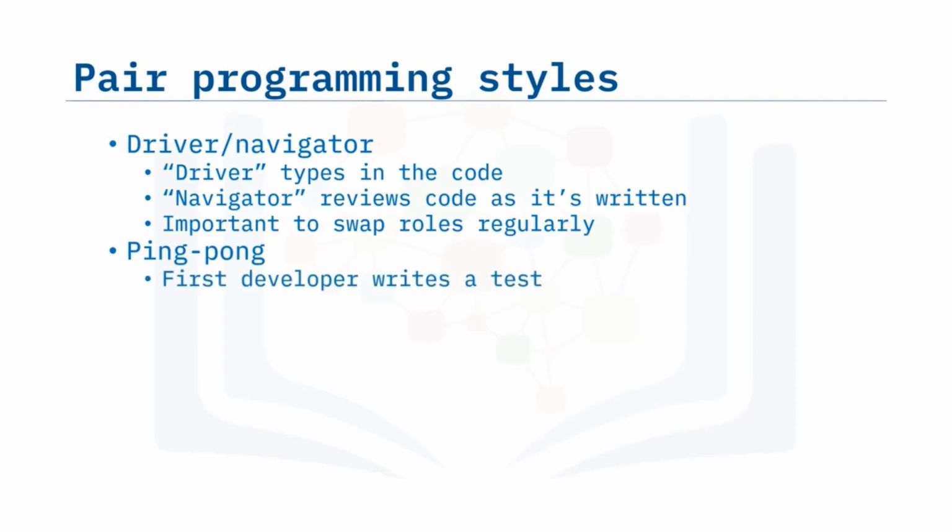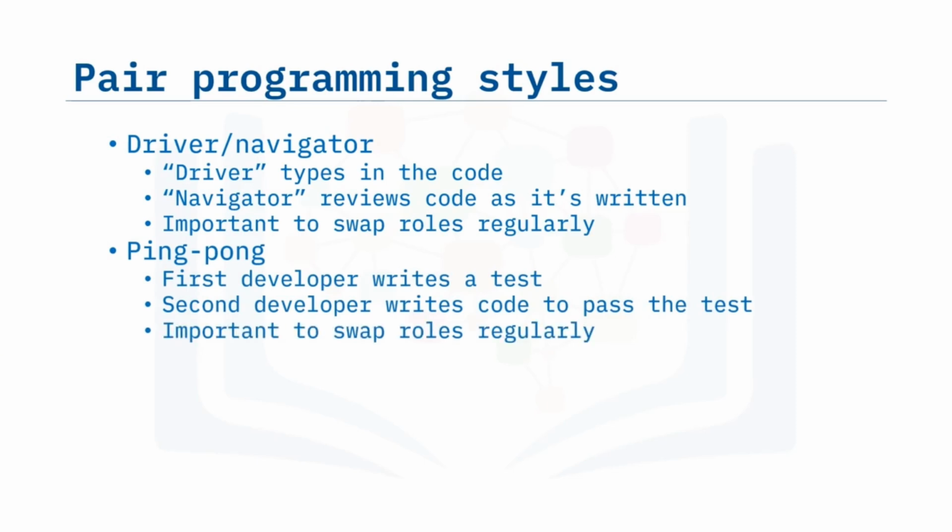Ping-pong style incorporates test-driven development. For each task, one developer writes a failing test, and then the second developer writes code to pass that test. For each new task, they swap roles, so regularly changing who writes the test and who writes the implementation. The two developers work together at the end of each task, refactoring the successful code to refine and improve it.